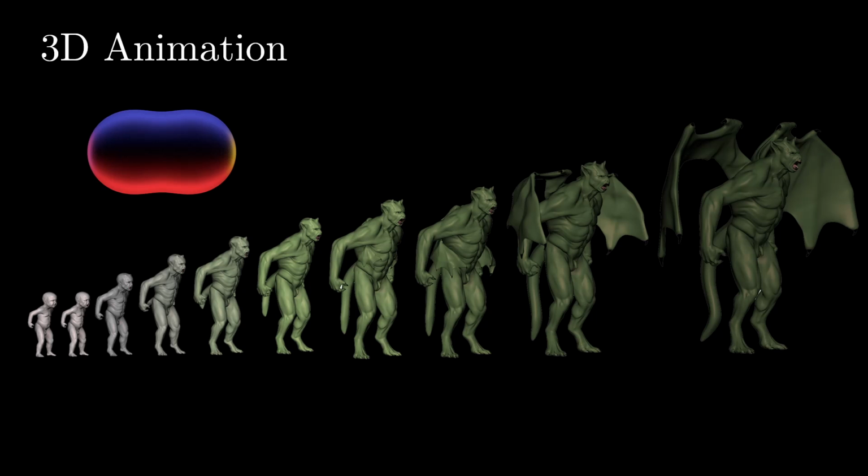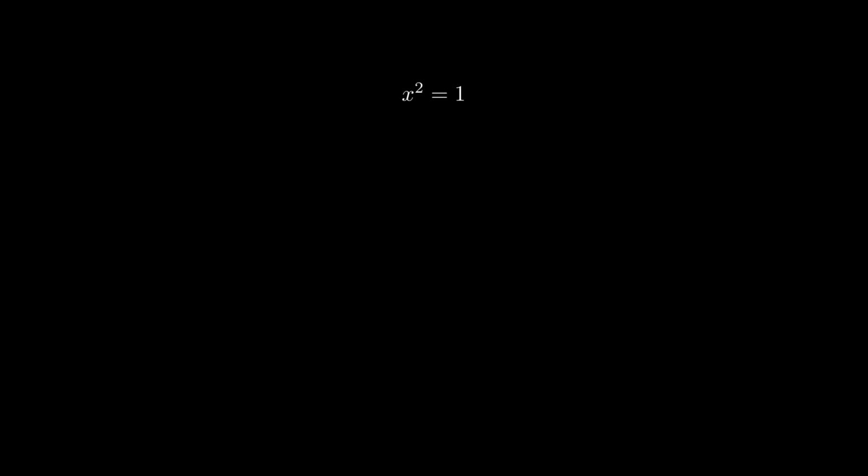Okay, so first of all, we have to understand the problem. Let's do it. We have to understand what an implicit surface is, right? Bear with me, and let's say we have this equation, x squared equals 1. It's a very simple equation, okay? And this equation has two solutions, x1 equal 1 and x2 equal minus 1.